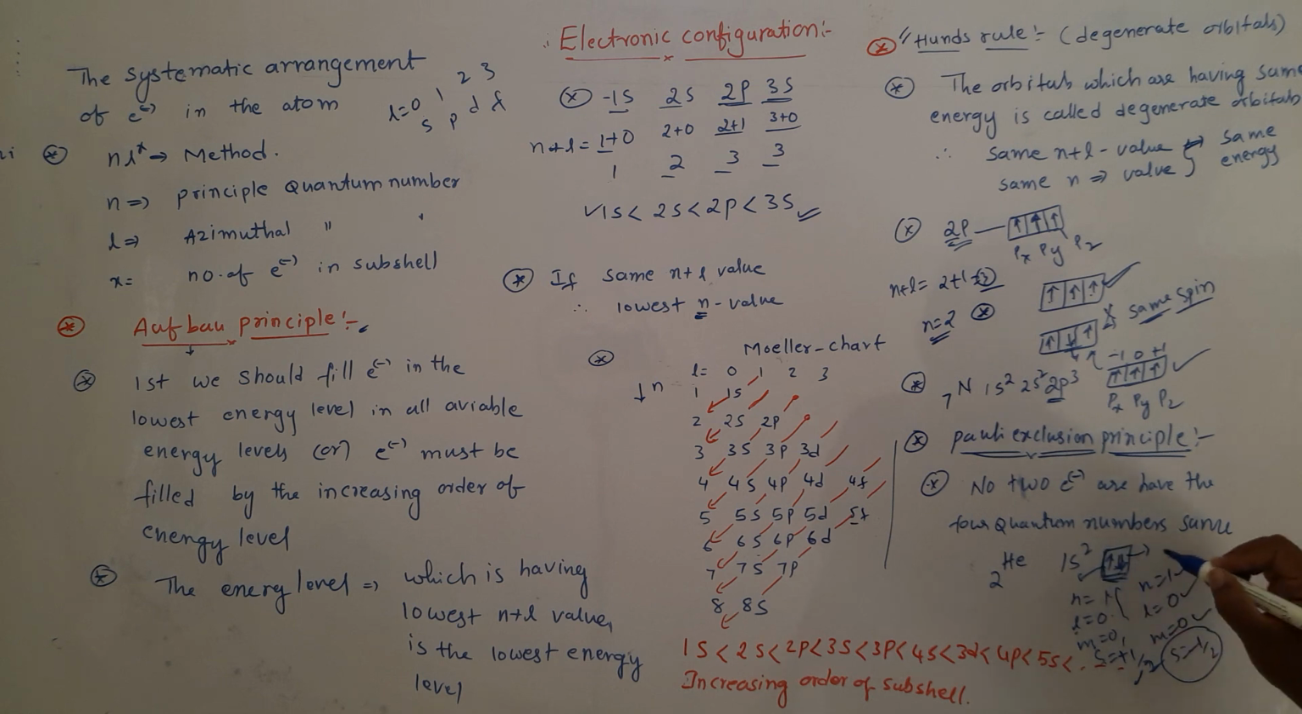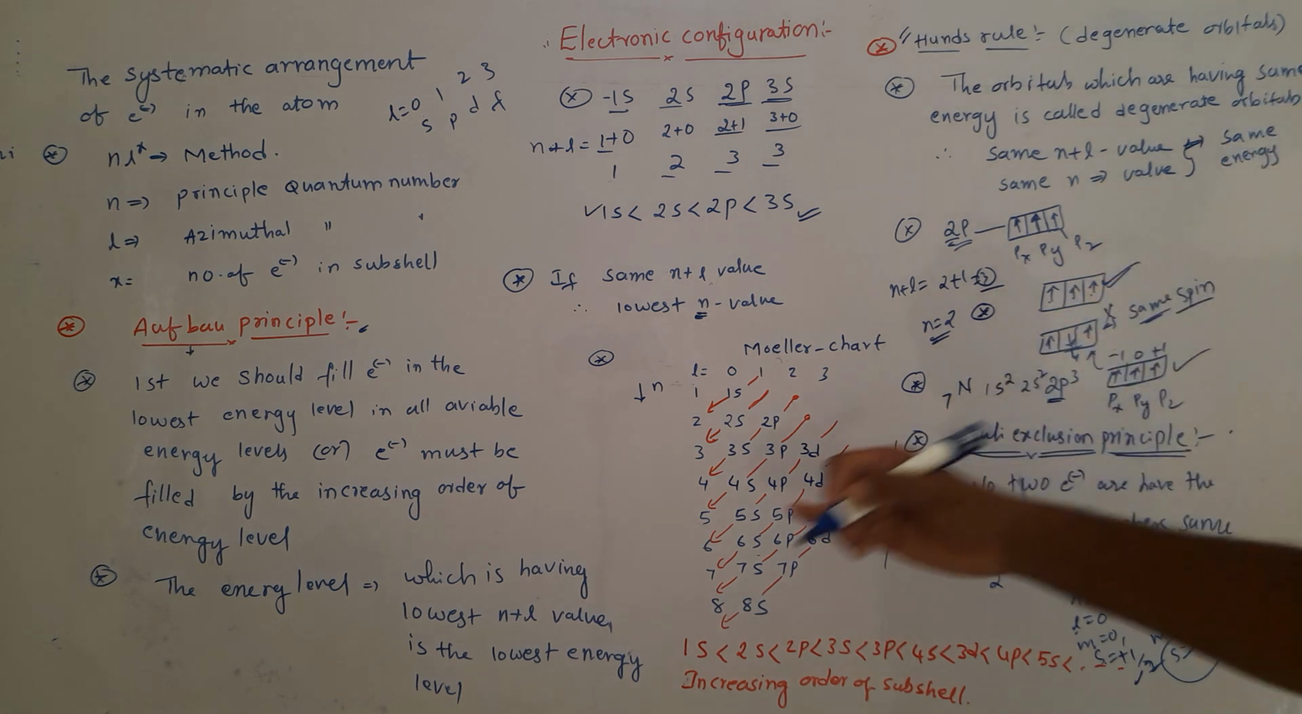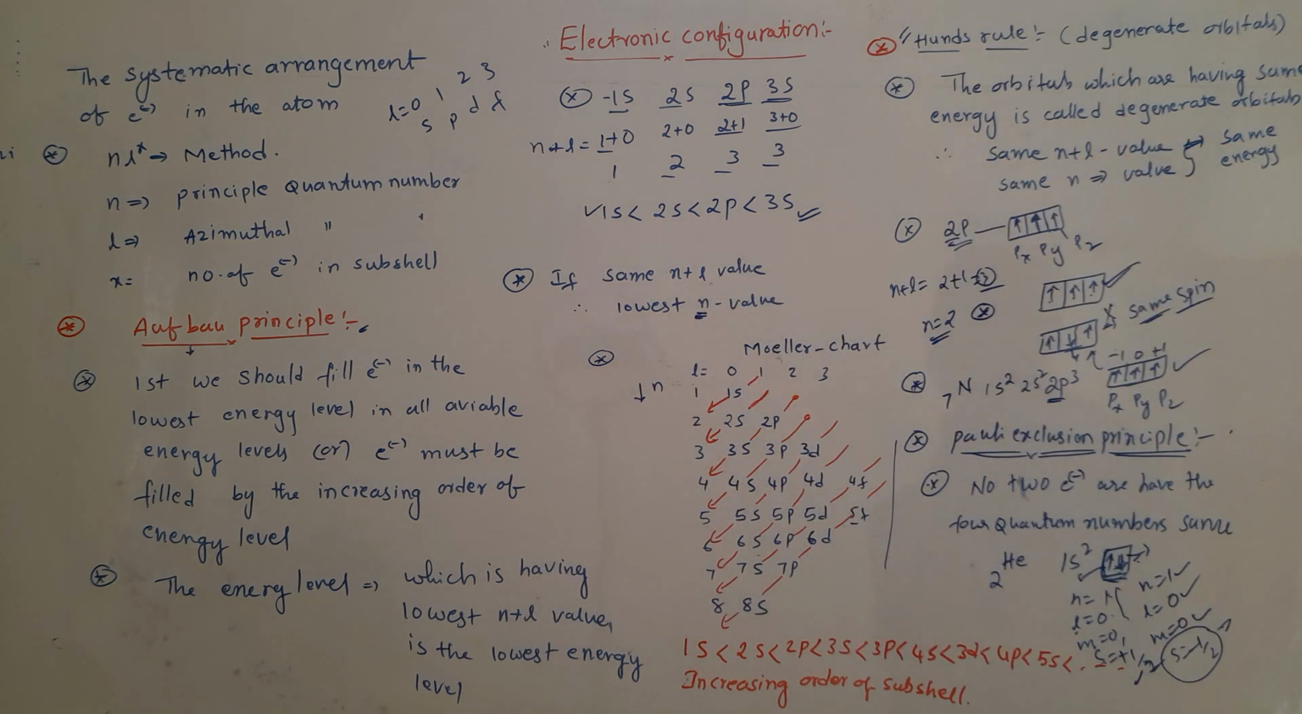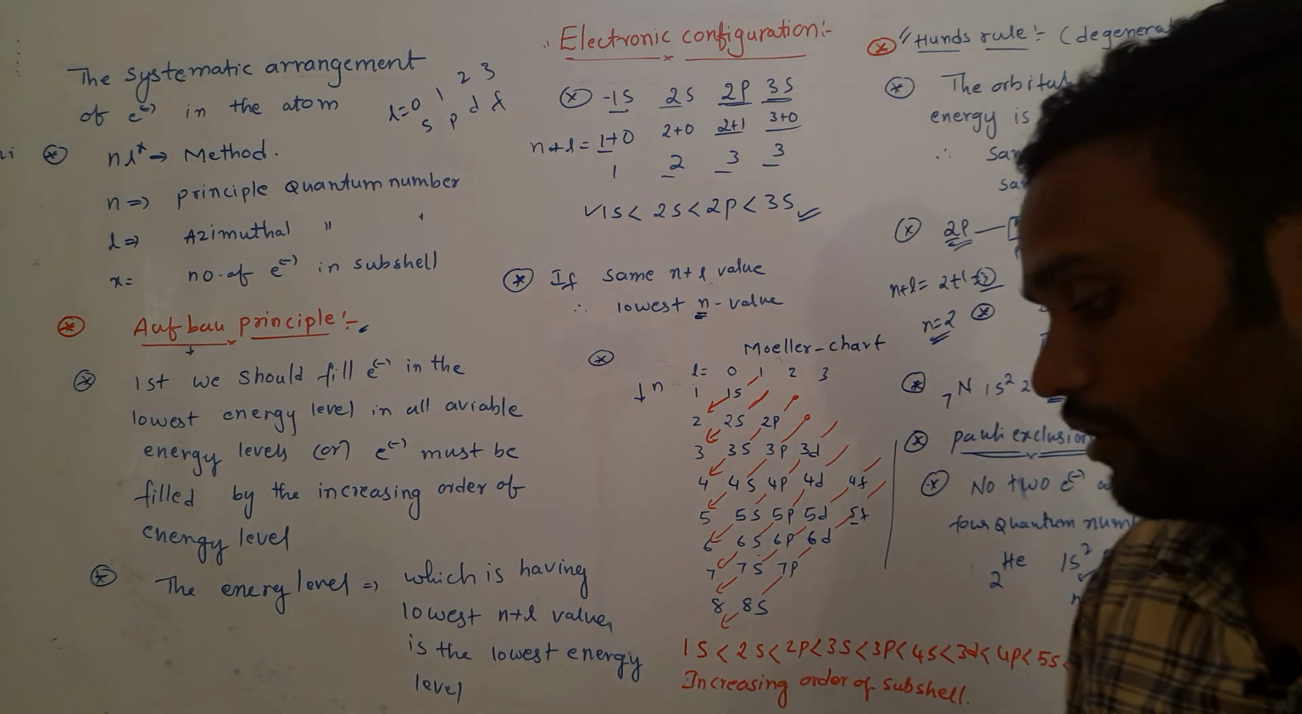According to this Pauli exclusion principle, an orbital can accommodate only 2 electrons. One is in the upward direction, another one is in the downward direction. So this is about these three rules. These 3 rules only we are going to use to write the electronic configuration.